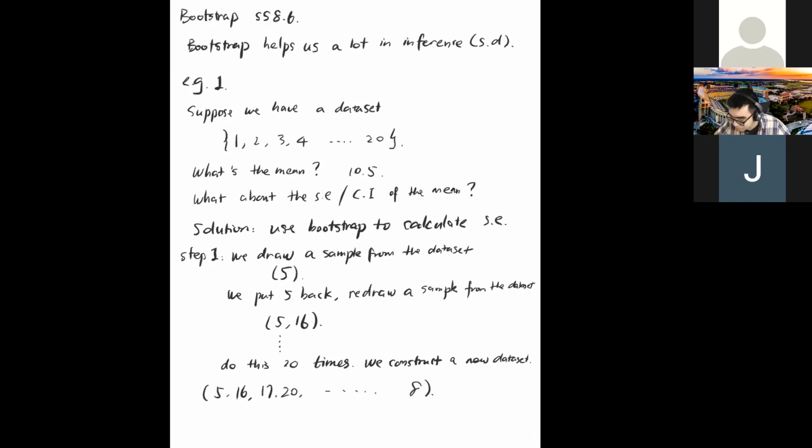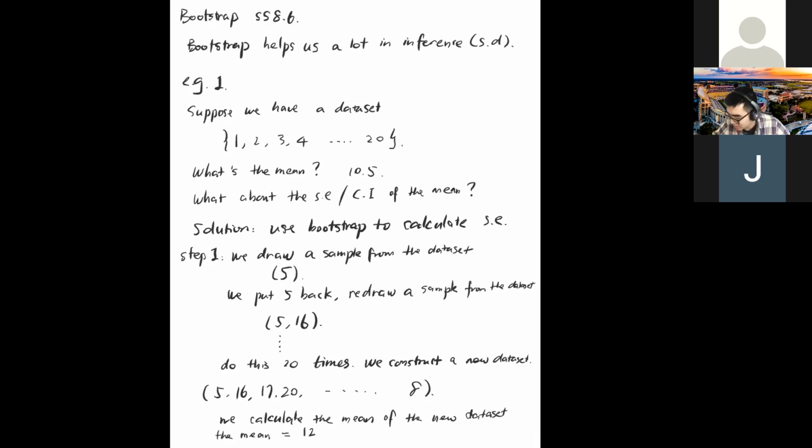Then we calculate its mean. We calculate the mean of the new data set. So let's say the mean is equal to, I don't know, 12. So we construct a new data set, we find its mean. That's step 1 of the bootstrap.